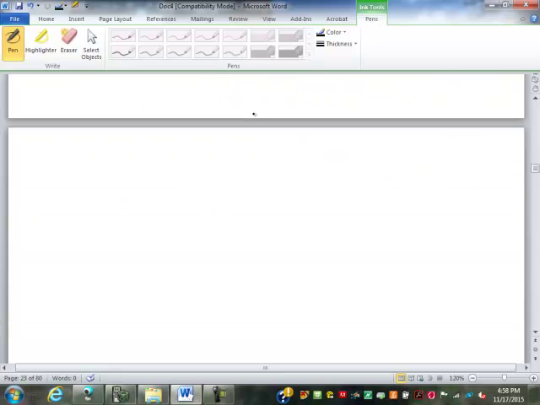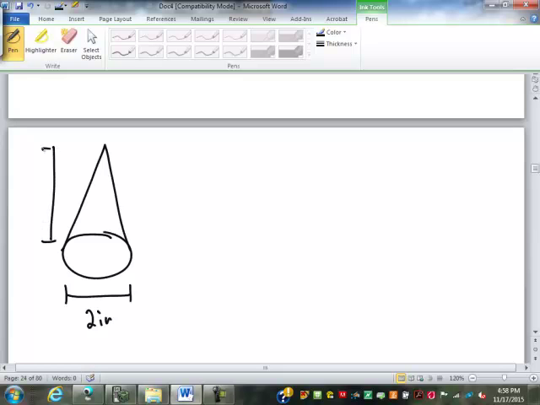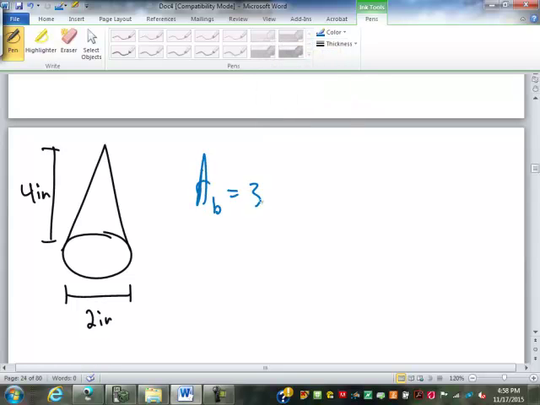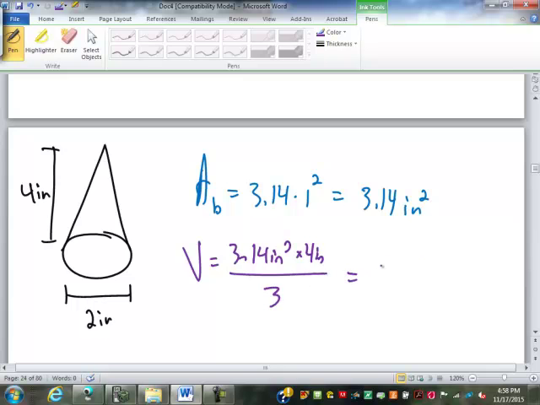Okay. I spent forever on this one last time. So this is 2 inches and this is 4 inches. There's a 1. So 1 squared is 1, correct? So the area of my base is 3.14 times 1 squared, or 3.14 inches squared. So my volume is 3.14 inches squared times 4 inches divided by 3. 4 point what? 4.19. Okay.